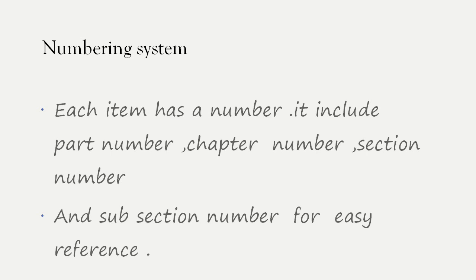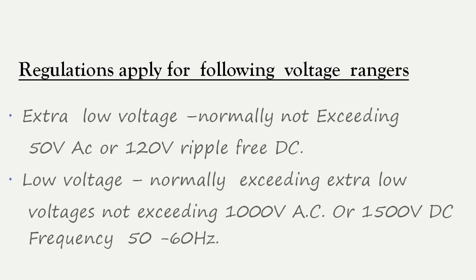IET book has a numbering system. Each item has a number. It includes part number, chapter number, section number and subsection number for easy reference.